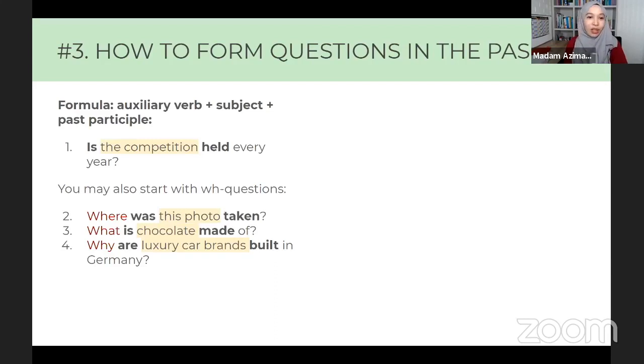Okay. Why are luxury car brands built in Germany by Germans, by zombies?